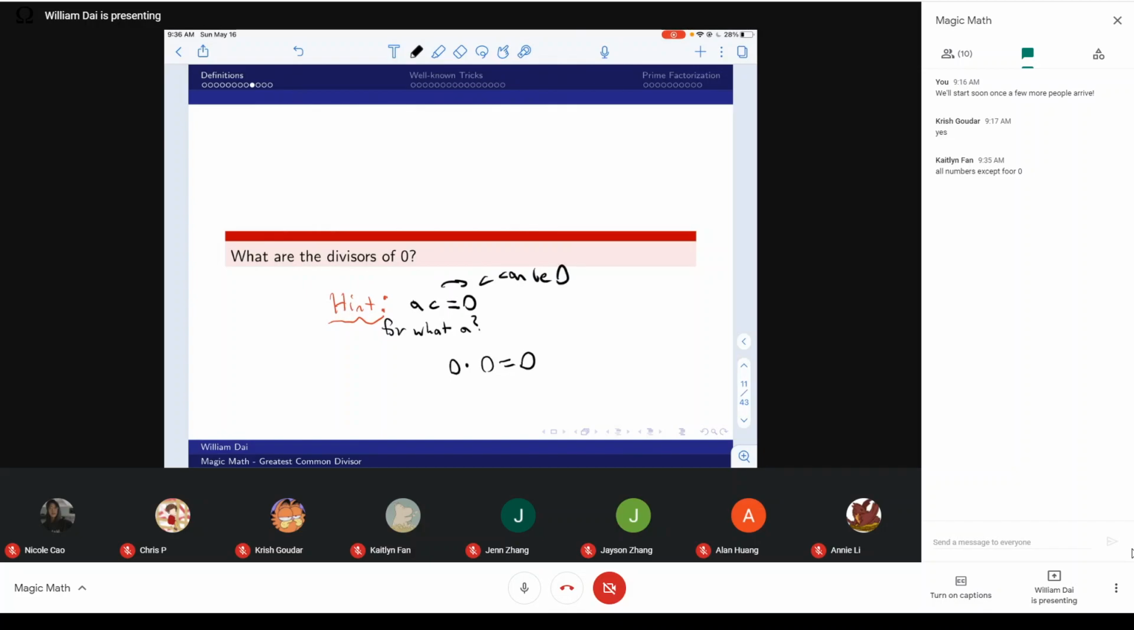And so for any integer a, a times 0 equals 0. So this seems kind of dumb, but it's not. It's kind of unintuitive to think of 1 as a divisor of 0, because 1 is bigger than 0. How can it divide? But this is what you get from the definition of a divisor here.